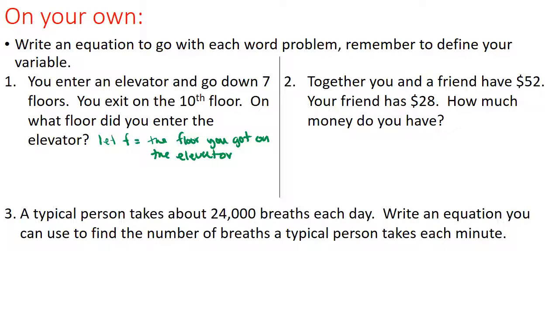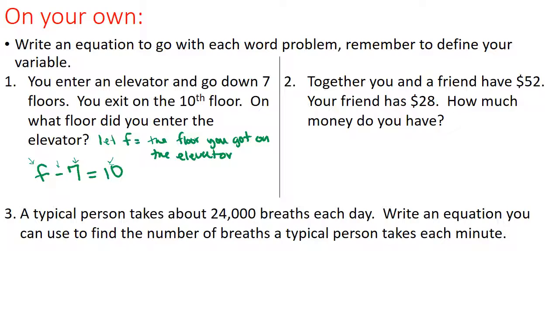Okay, now we could say that F minus 7 is equal to 10 because we got on floor F, we went down by 7 floors, and we got off on the 10th floor, and that would help us solve for F.